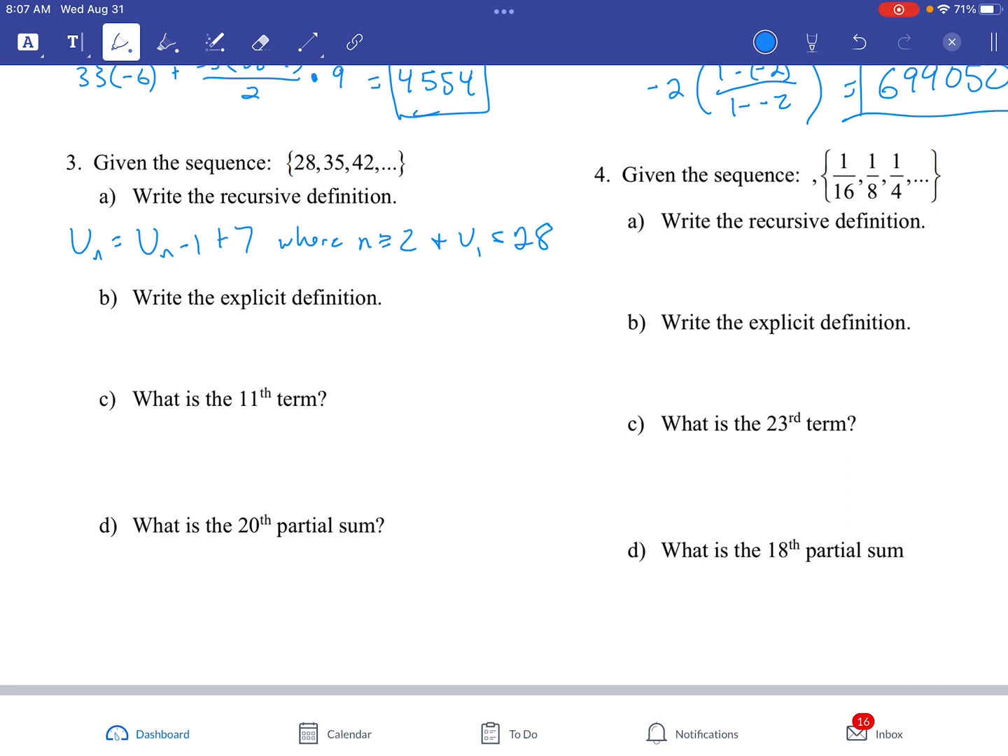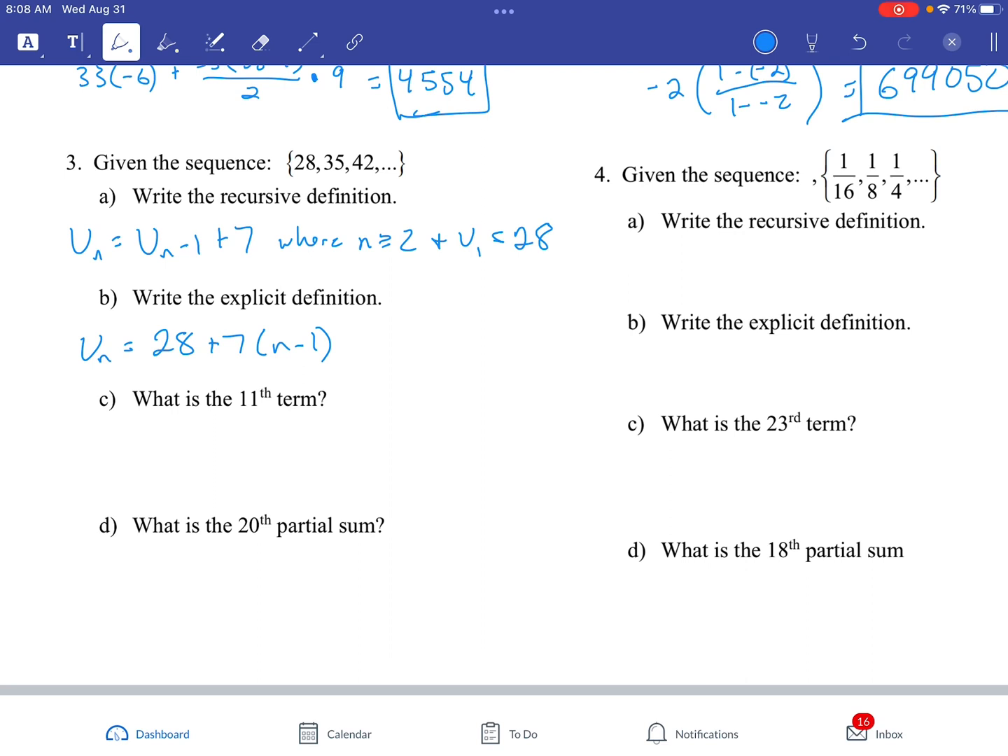Again, most students will get the recursive and the explicit definition flipped, so please don't do that. You're given the explicit definition, you're not given the recursive. That's kind of one way to remember it. Explicit definition would be u sub n is equal to the first term, 28, plus 7 times n minus 1.